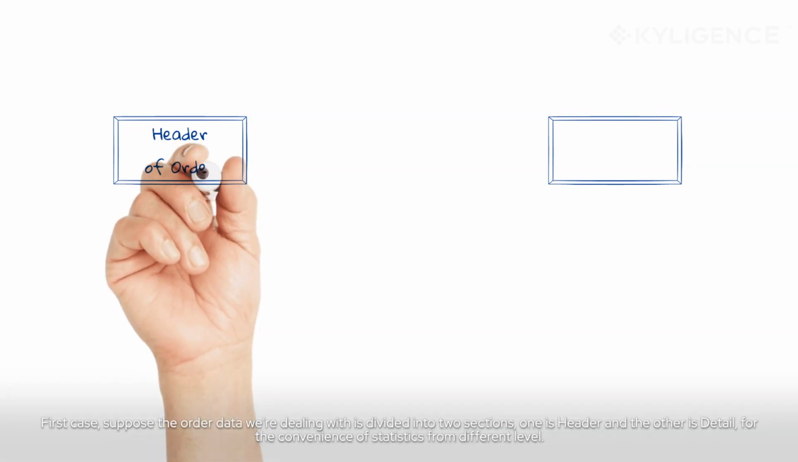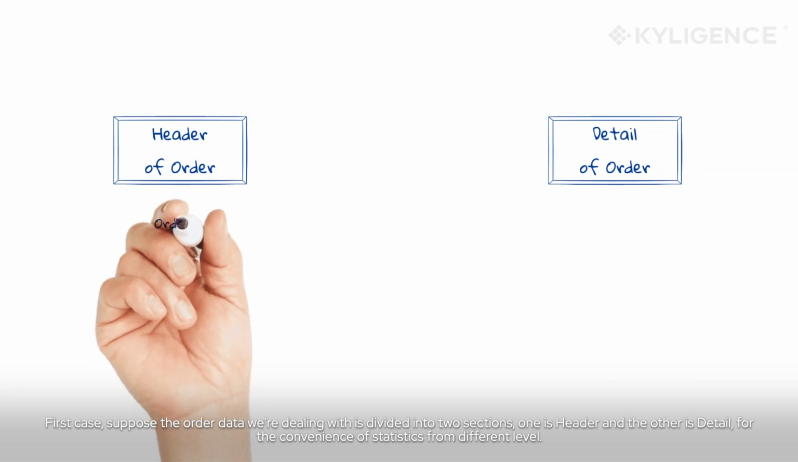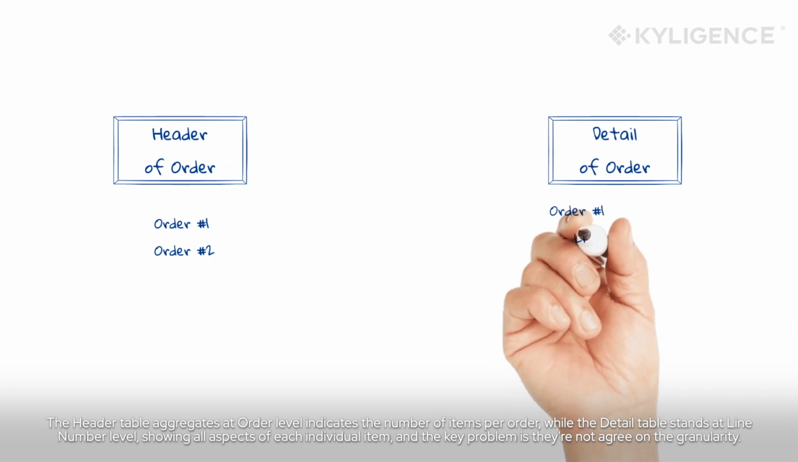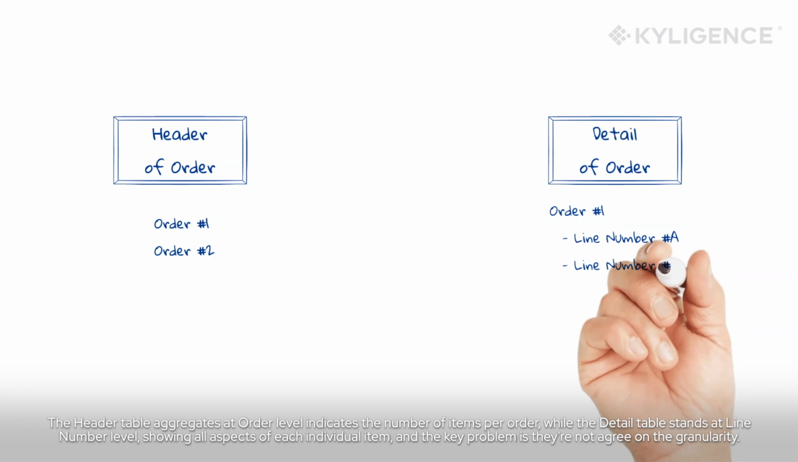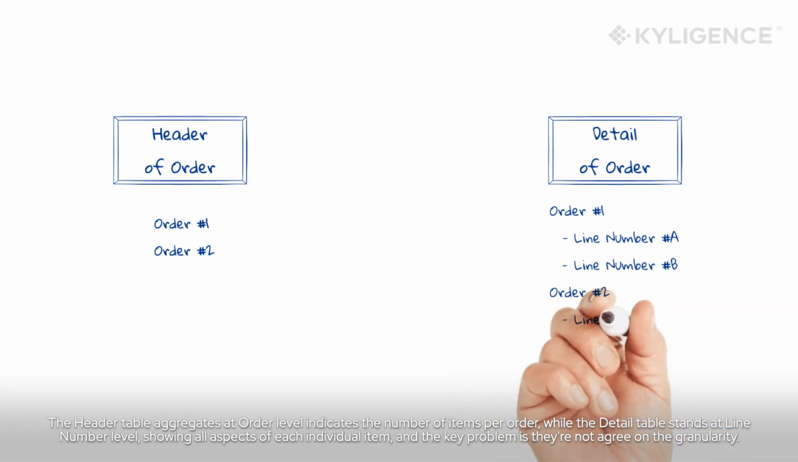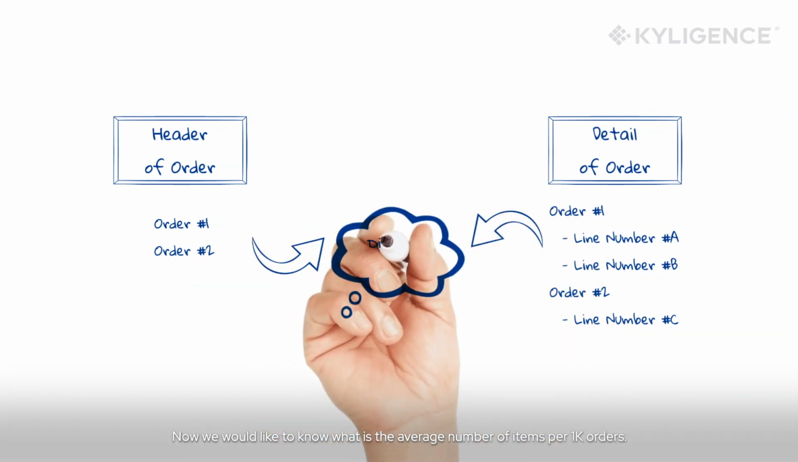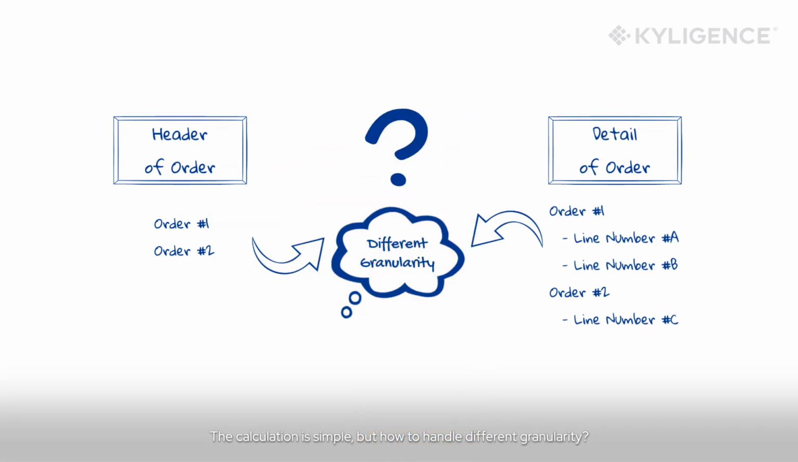However, multiple fact table analysis has never been an easy task, as heterogeneity exists everywhere. Let's look at a few concrete instances. First case, suppose the order data we're dealing with is divided into two sections, one is header and the other is detail, for the convenience of statistics at different levels. The header table aggregates at order level and indicates the number of items per order, while the detail table stands at line number level, showing all aspects of each individual item, and the key problem is they don't agree on the granularity. Now we would like to know the average number of items per 1,000 orders. The calculation is simple, but how do we handle different granularity?